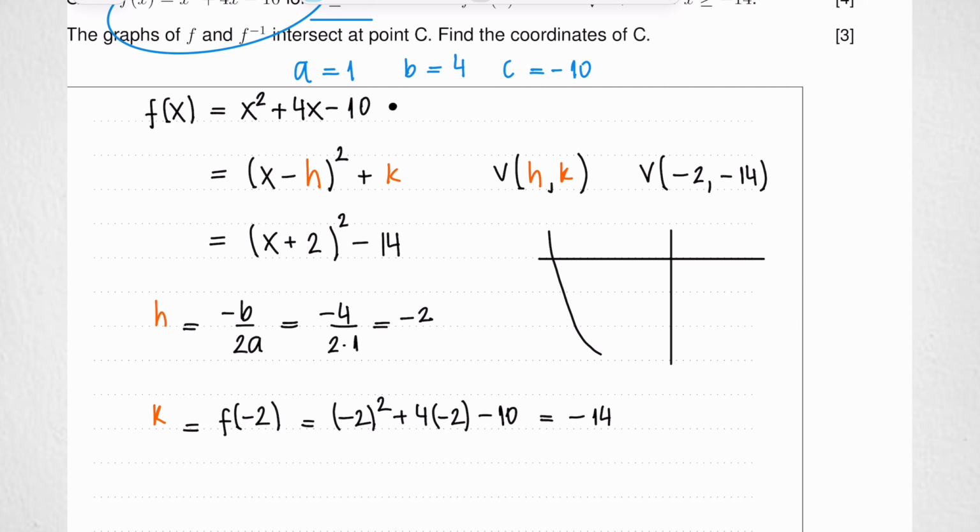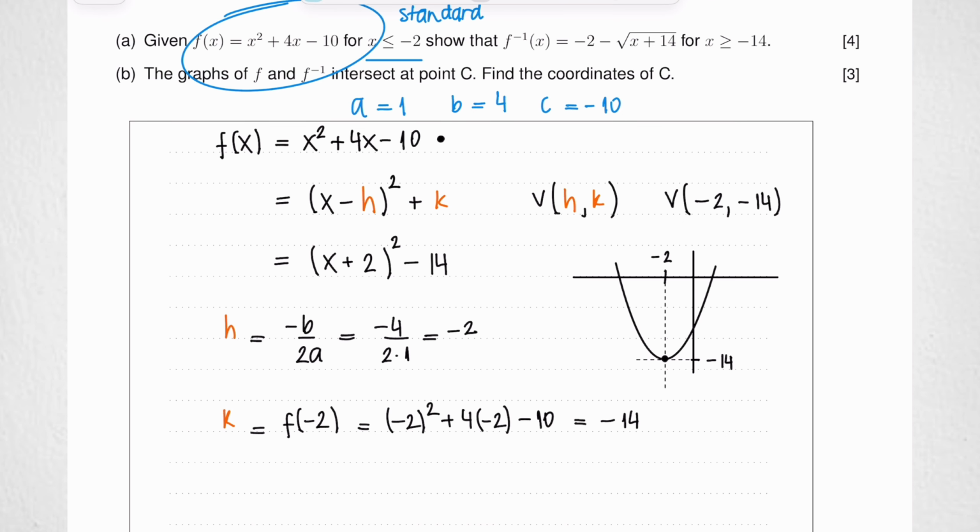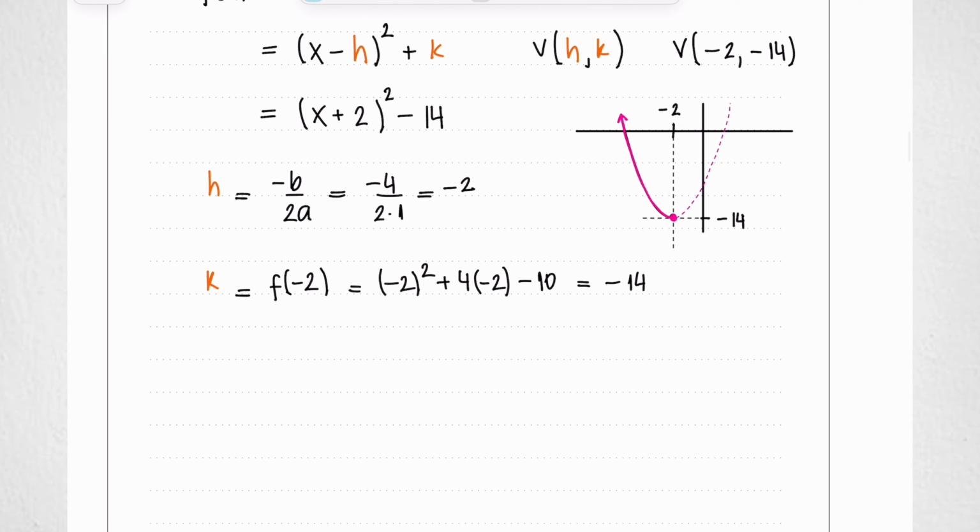Now, if you were to sketch this curve, you would see something along these lines where the axis of symmetry is at the vertex, which means x equals negative 2. This is the y coordinate of the vertex, negative 14. And the function is only defined for x less than or equal to negative 2, which means that this is the only valid portion. Now, all this for us to get here and to find the inverse.